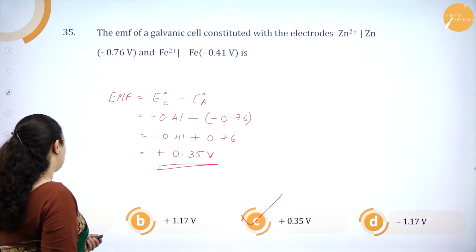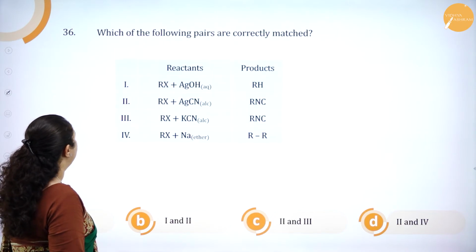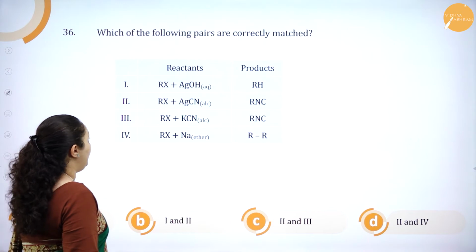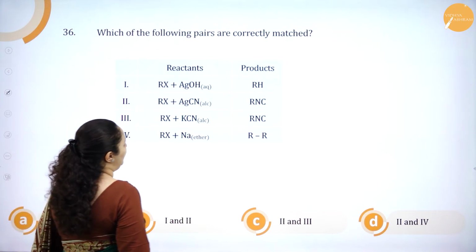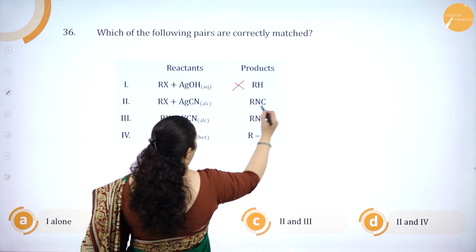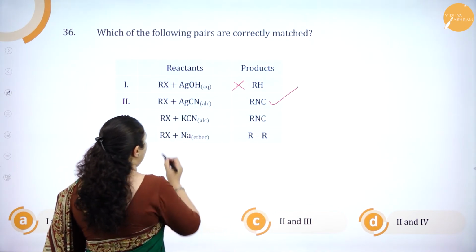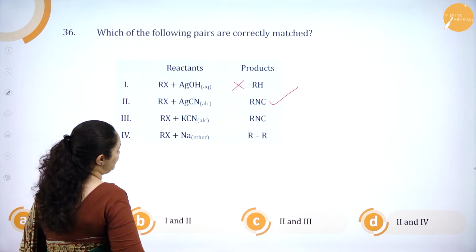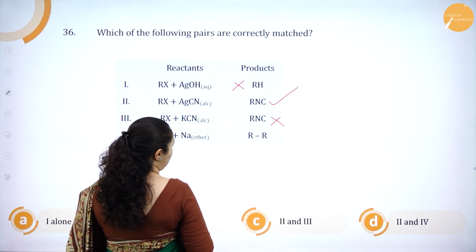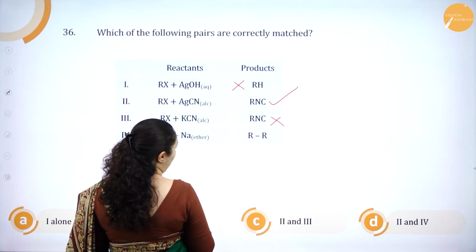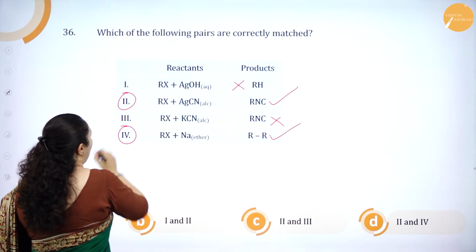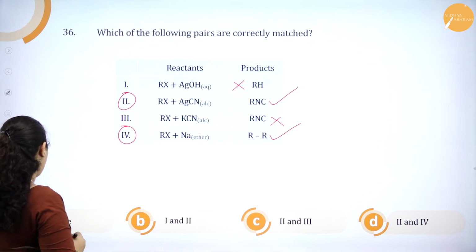Next question. Which of the following pairs is correctly matched? RX with AgOH will give RH. This is wrong. RX with AgCN will give RNC. This is right. RX with KCN will give RNC. This is wrong. And RX with Na, that is sodium, in presence of ether, this is right. So we have 2 and 4 which are correct. So we have to see the options now.